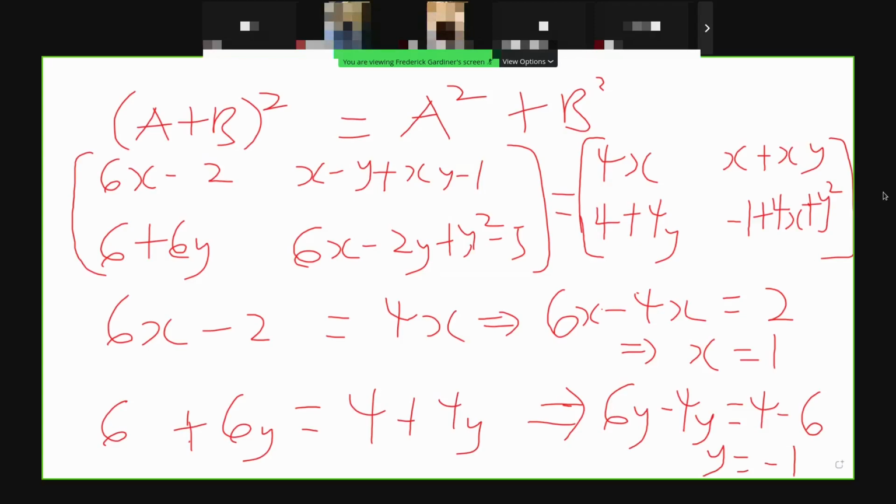Am I making sense? 6y minus 4y will be positive 2y. Then on the other side, 4 minus 6 will be negative 2. So 2y will be equal to negative 2, and that means y will be negative 1. So we have solved the problem.